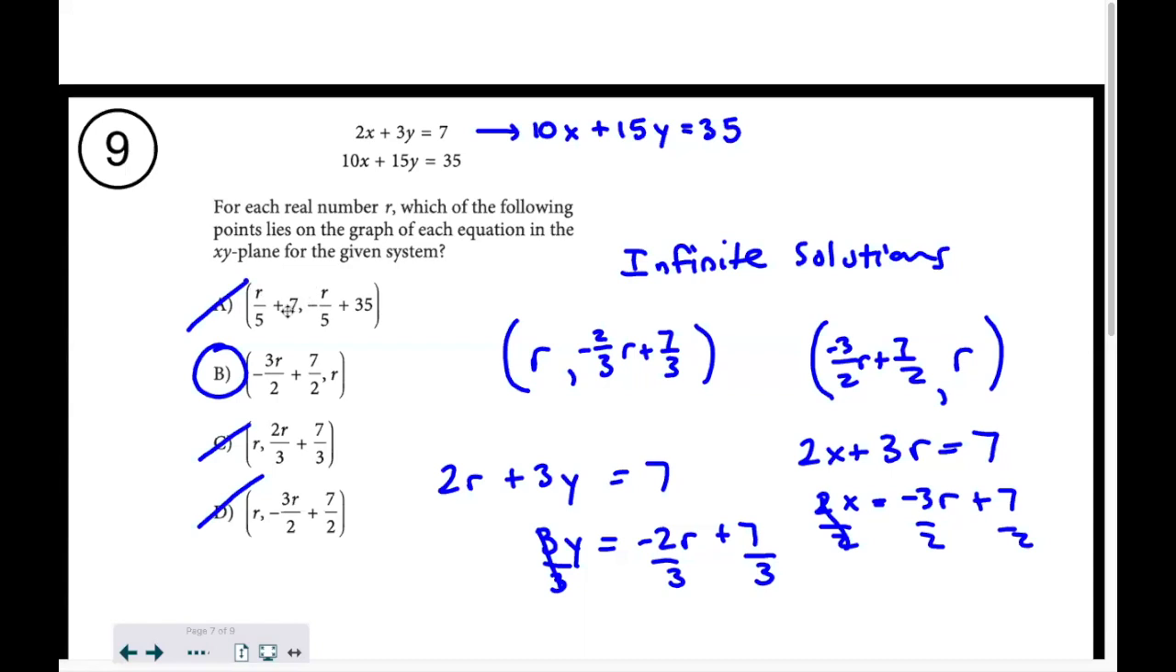So if I were actually taking the test, if I had chosen this one first, I would have realized that it was B without having to do this. But for this, I want you to see all the concepts and understand where these answers are coming from.